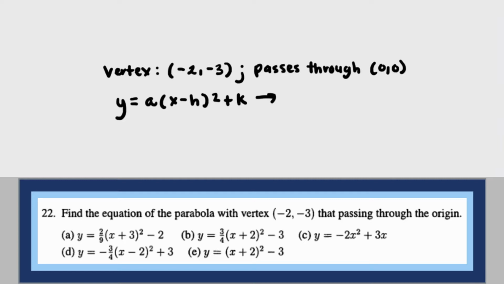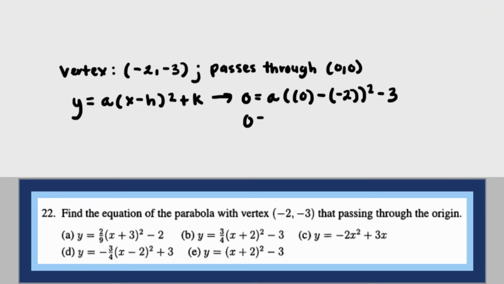So I'm going to plug in 0 for y. We don't know what a is, and then I'm also going to plug in 0 for x because that's the other one, and I'm going to say minus the h, which is -2, and then it's squared, and then our k is going to be -3. So when we solve for this, it'll be 0 equal to a times (0 minus -2), that's like saying 0 plus 2, so that will be 2 squared, minus 3. 2 squared is 4, and 4 times a will become 4a, and I'll be left with -3.